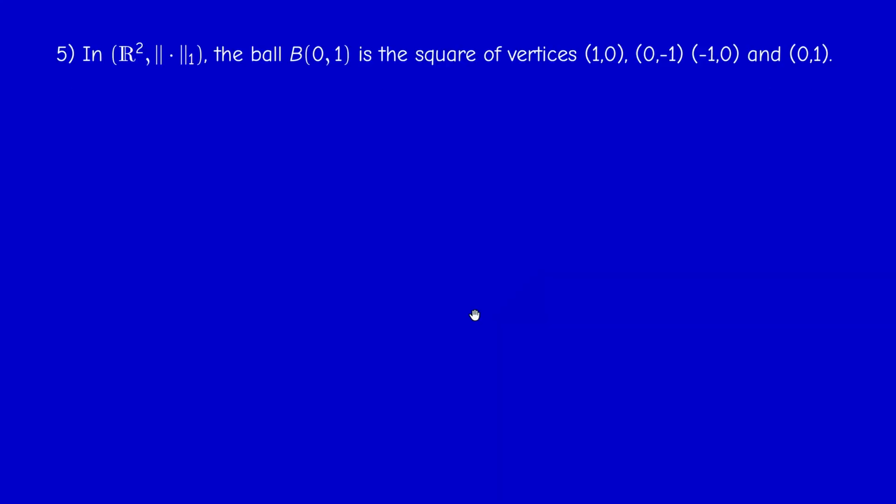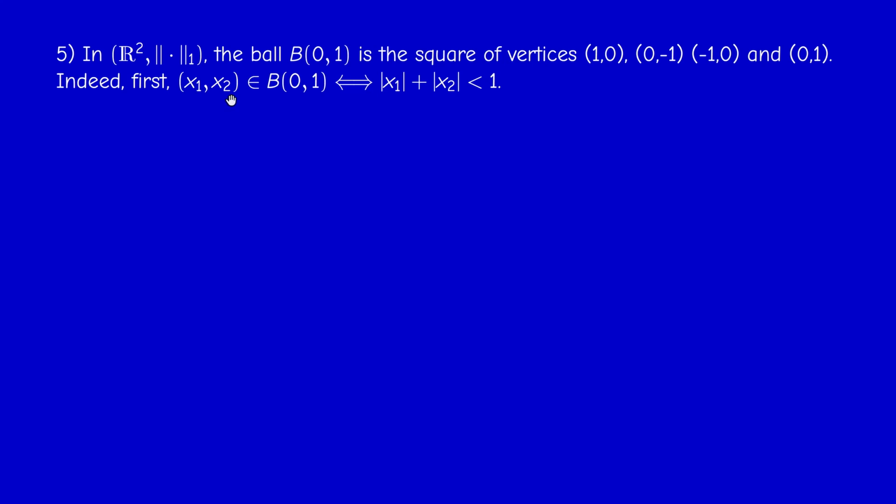And fifth example, what if you take the one norm in R2? The distance between two points x1, x2 and y1, y2 is just the absolute value of the difference between first components plus the absolute value of the difference between second components. And now this is also a square, but it's a rotated square. How do you know that?